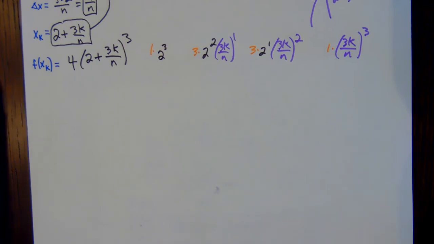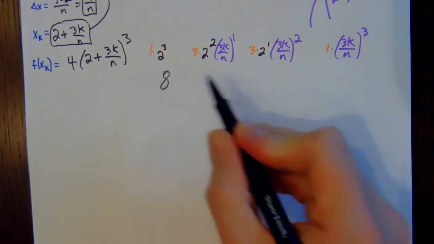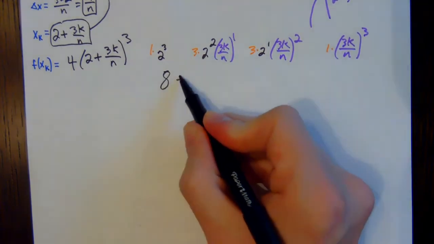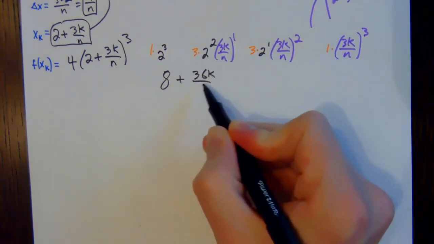And then you simplify this right here. So this will give us an 8. This will be 4 times 3 times 3, so you're going to get a 36k over n.